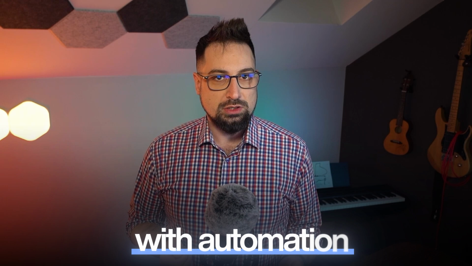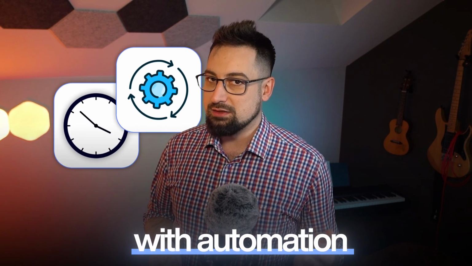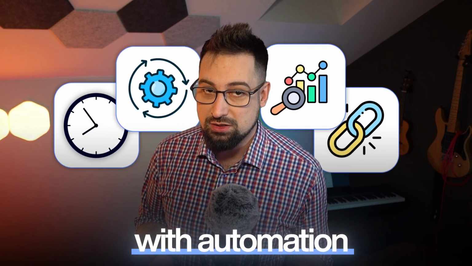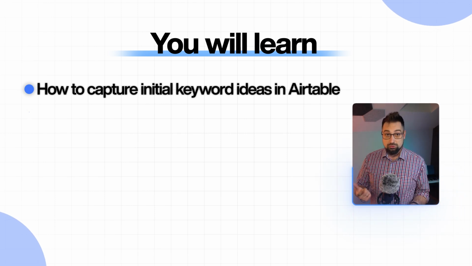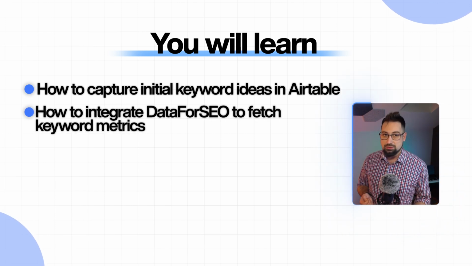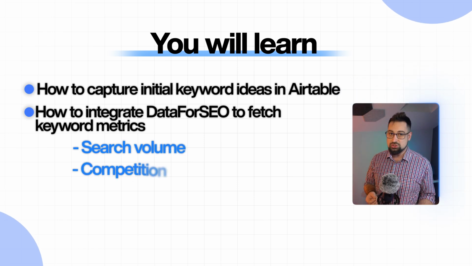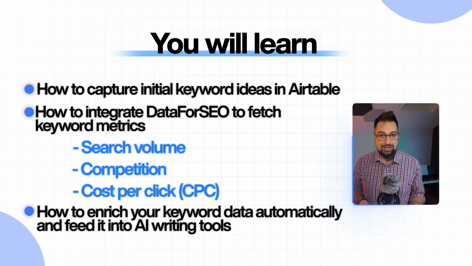Manual keyword research can be time-consuming and error-prone. With automation, you free up valuable hours, cut down on repetitive tasks, and ensure your SEO strategy is driven by real data, helping you rank higher and faster. So, what you will learn: how to capture initial keyword ideas in Airtable, how to integrate DataForSEO into a Make.com scenario to fetch keyword metrics like search volume, competition, cost per click, etc., and how to enrich your keyword data automatically.